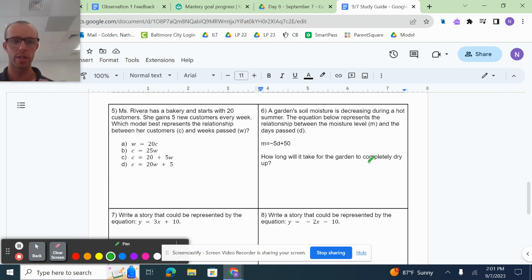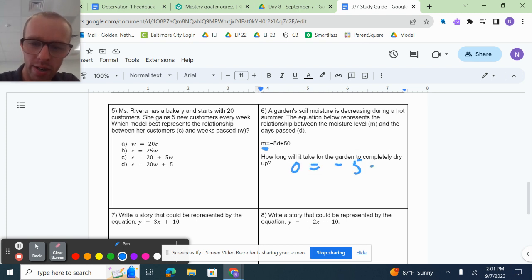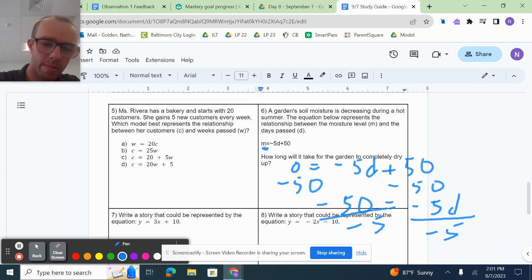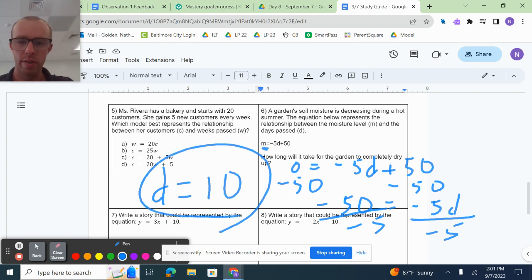If there is no moisture left, what number represents that? 0. So there is 0 moisture. If there is 0 moisture, I need to plug in a 0 to m. 0 equals negative 5d plus 50. Now I just solve this two-step equation. Subtract 50 from each side. You get negative 50 equals negative 5d. Divide each side by negative 5. I'm just going to write the answer over here. D is equal to 10. It'll take 10 days for this to dry up.